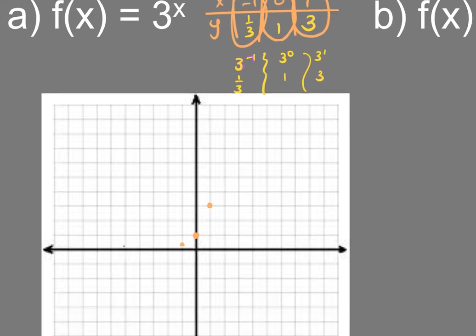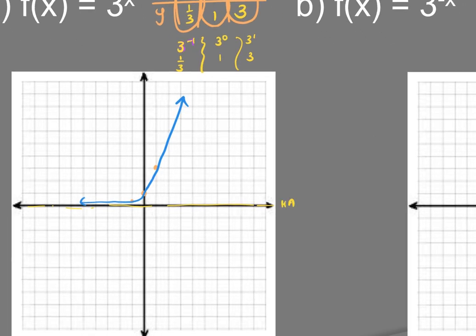Just from plotting those points, I can see my curve happening, but the prior knowledge of exponential functions is what tells me it's got to flatten out around that x-axis. So there is a horizontal asymptote at y equals 0. My domain for all of these is all real numbers, negative infinity to positive infinity. My range, it's not going to hit 0 and it's not going to go below it, so my range is 0 to positive infinity.